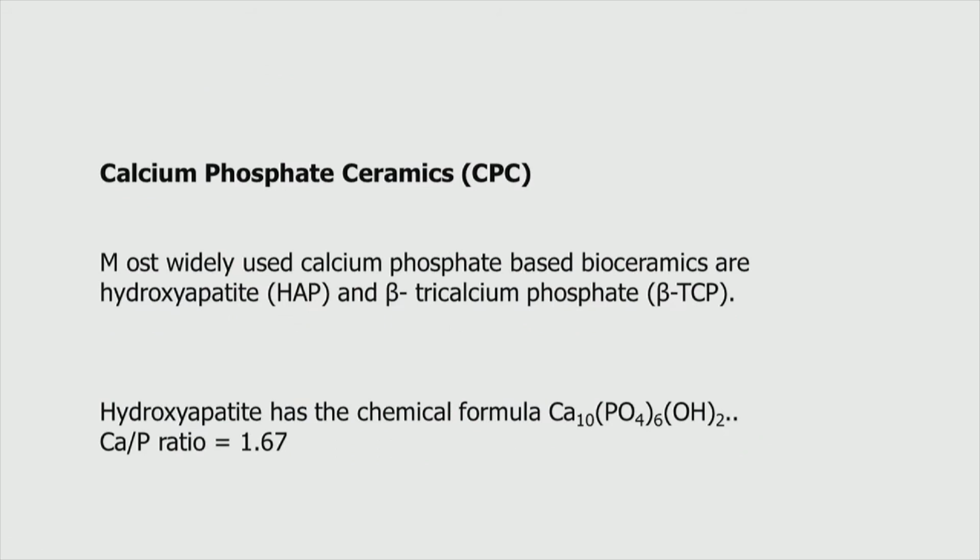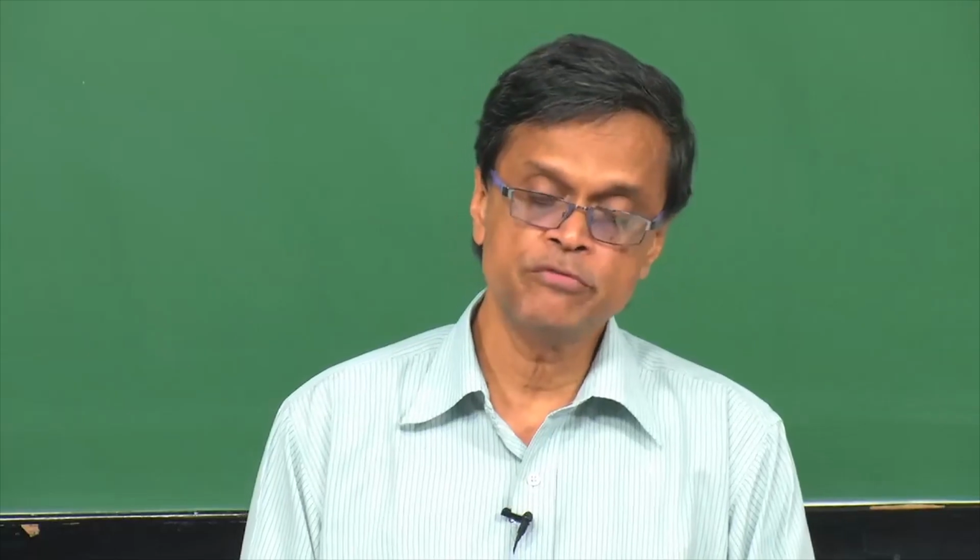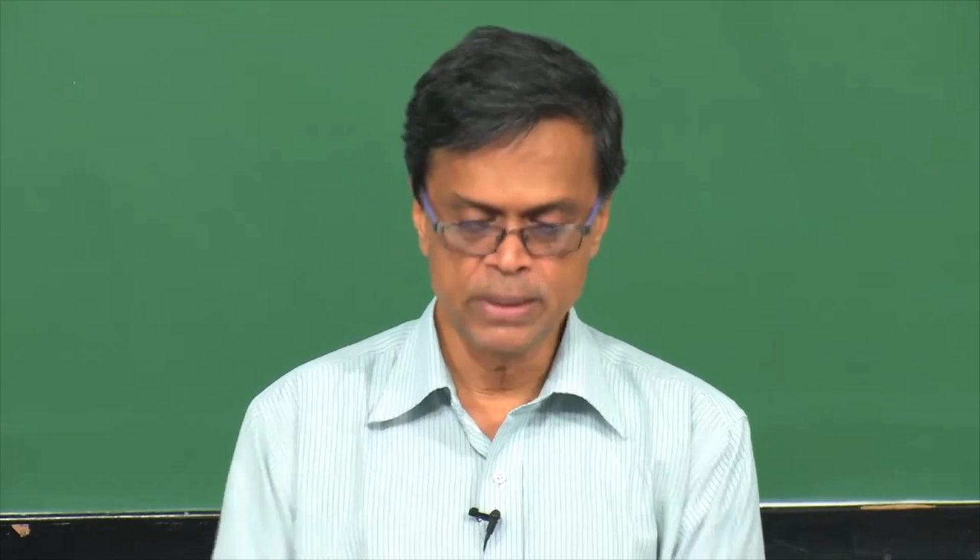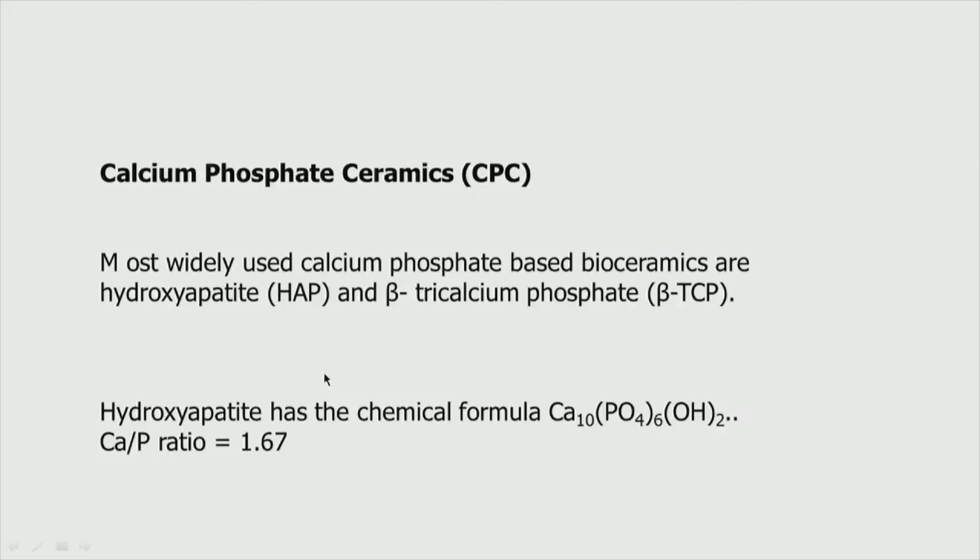Calcium phosphate ceramics, called CPC, are used as bioceramics as hydroxyapatite and beta tricalcium phosphate. Hydroxyapatite has the chemical formula with calcium, phosphate and the hydroxyl group. Generally the calcium to phosphorus ratio will be 1.67. So, again, calcium phosphate, hydroxyapatite, as you know, is widely used in bone filling because bone is predominantly calcium phosphate. So, the osseointegration happens very comfortably.